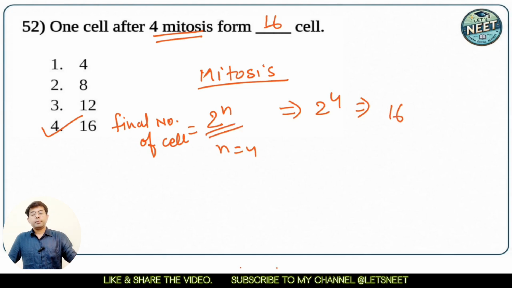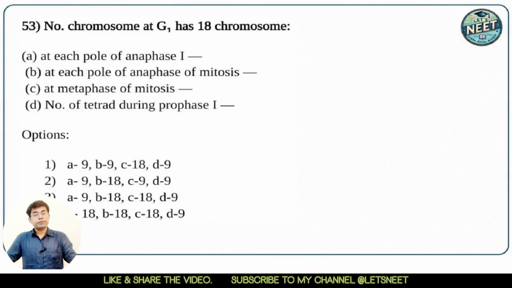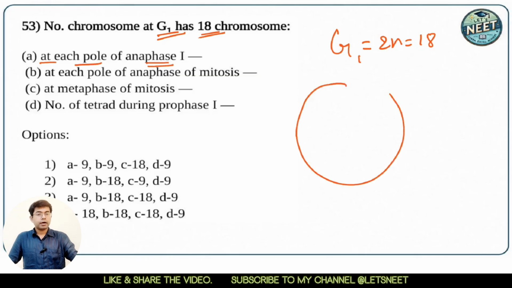Then moving to the next one, the number of chromosomes at G1 is 18. Again, G1 is 2n, which is equal to 18. Now it appears similar, but here it is somewhat twisted. It's a mixture of mitosis and meiosis. So it is asking about each pole of anaphase 1. See, we have just seen that in anaphase 1 the number of chromosomes is 2n. It doesn't increase, right?